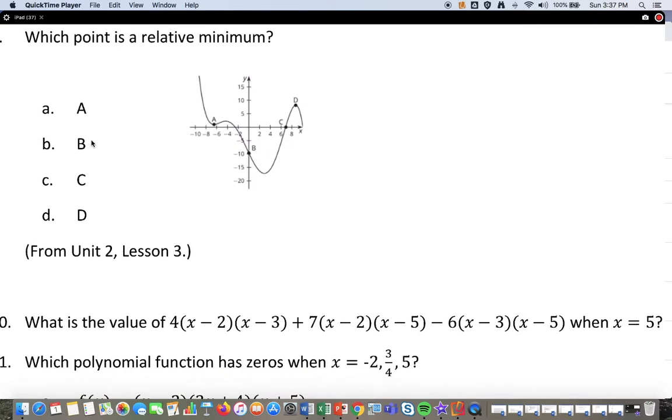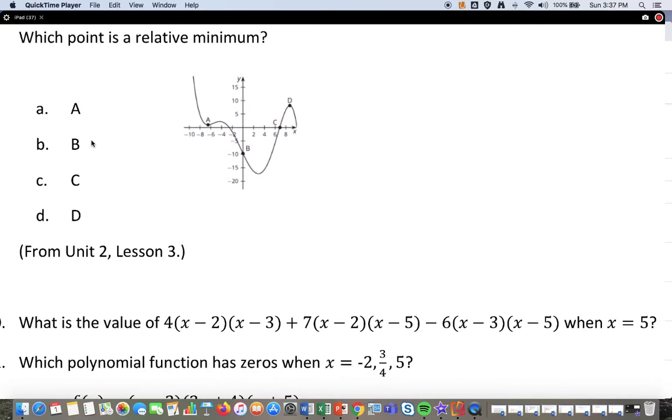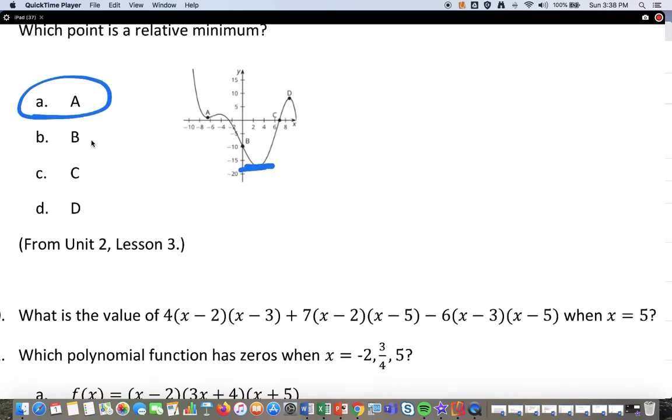Number 9, which point is a relative min? The only point that's labeled that's a relative min would be point A. There is another relative min down here, but they don't have it labeled.